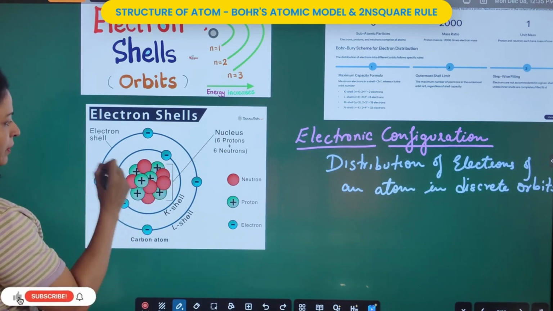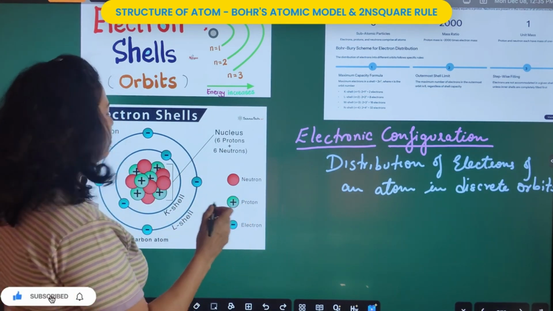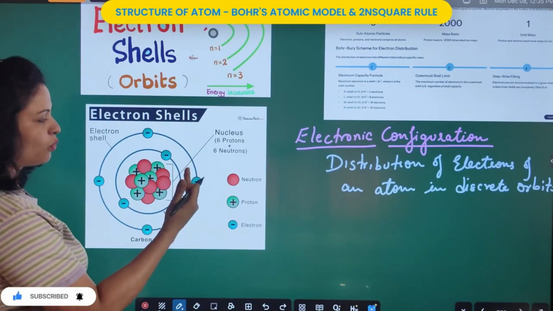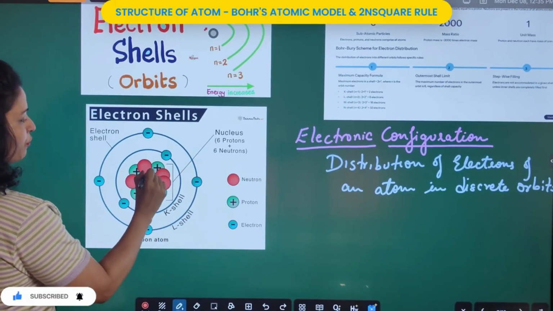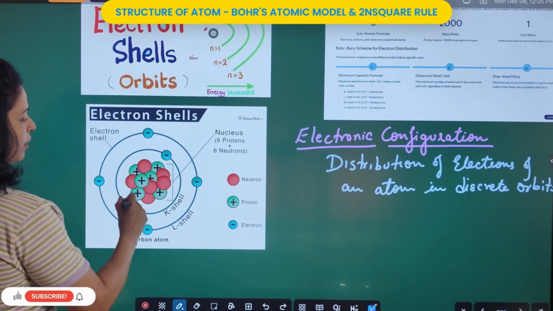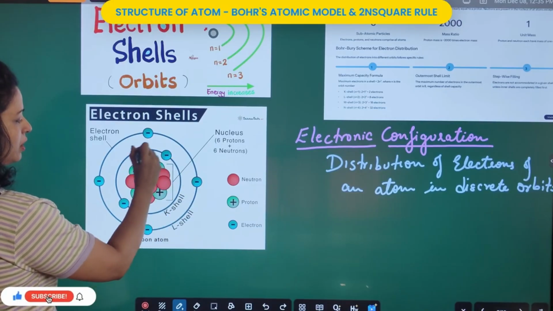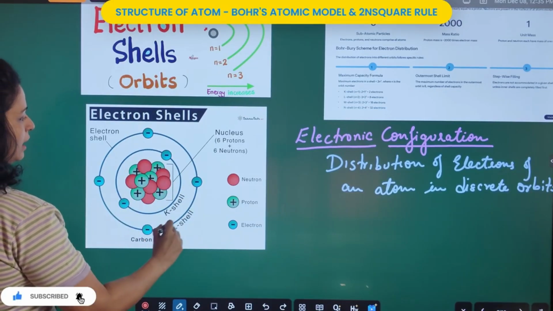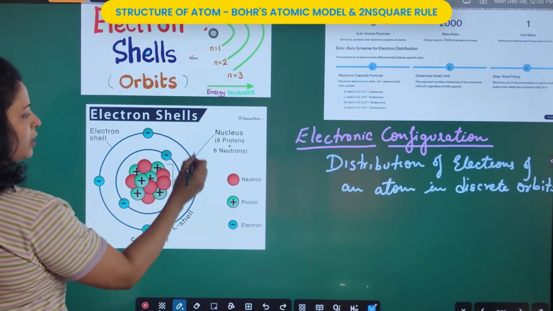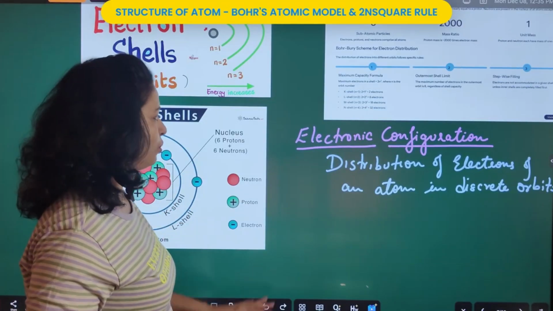If you can see here, this is the nucleus, which has positively charged protons and neutrons also. Neutrons were discovered later, and I have not told you about neutrons yet. So the nucleus consists of protons and neutrons, and you have the first shell, the K shell, with electrons revolving around it, and then the L shell. After that you will have the M and N shells also.